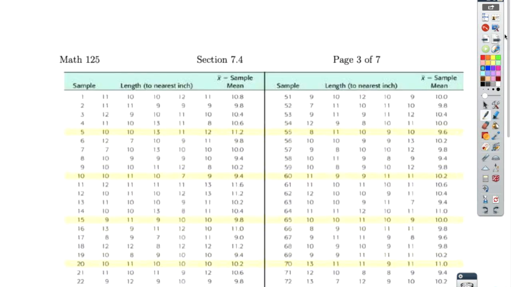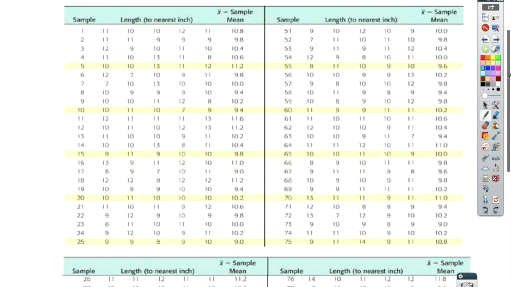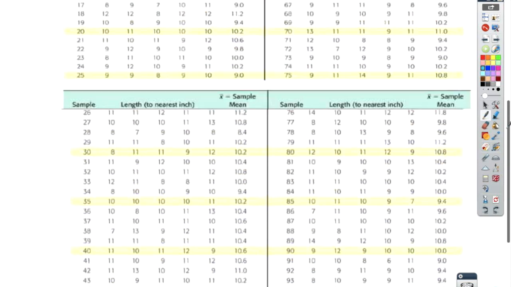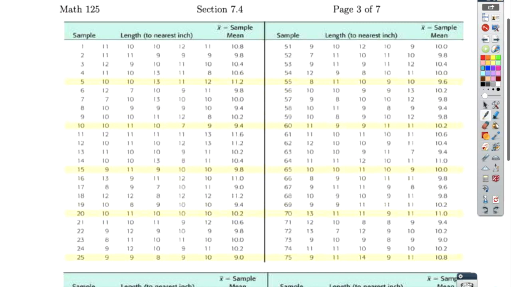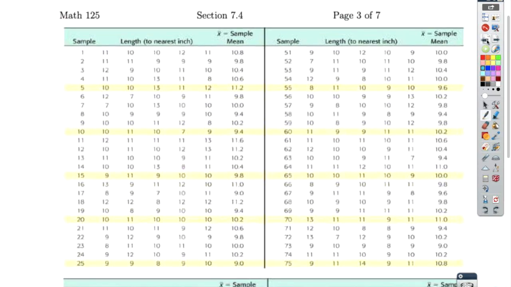Notice on the next page of your notes, you have this like massive table. So this all goes with this example. And fortunately for us, we don't actually have to use all the numbers on here. A lot of the statistics are already done. A lot of the work is already done for us.